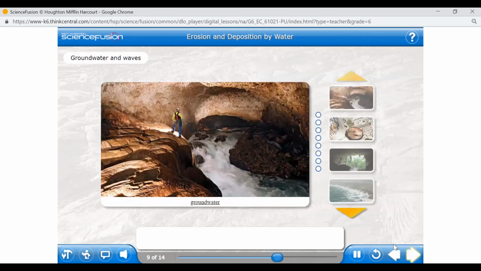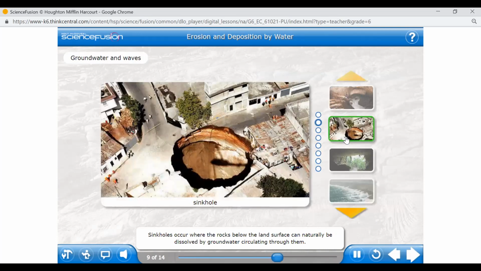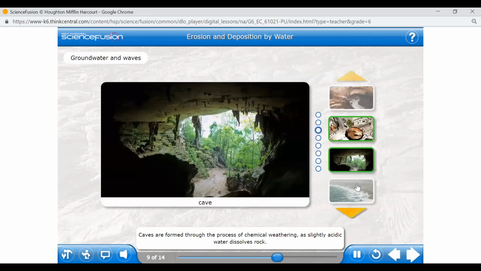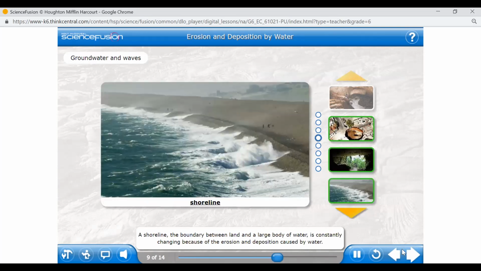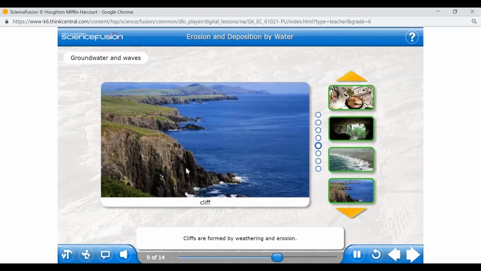Along with rivers and streams, sinkholes occur where the rocks below the land surface can naturally be dissolved by groundwater circulating through them. Caves are formed through the process of chemical weathering, as slightly acidic water dissolves rock. Water also erodes the dissolved material. A shoreline, the boundary between land and a large body of water, is constantly changing because of the erosion and deposition caused by water. Cliffs are formed by weathering and erosion.